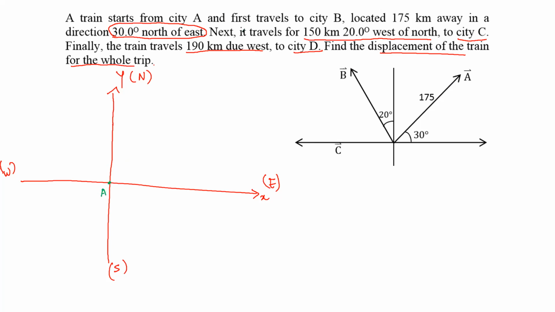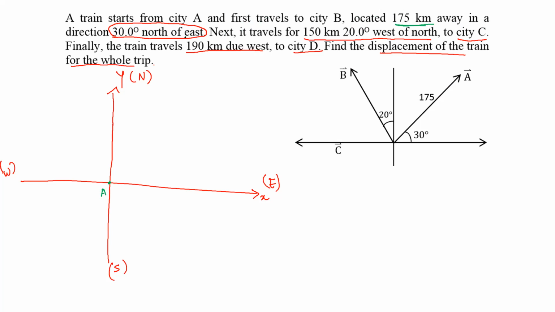So first, what is my first displacement? I travel to city B located 175 kilometers away in a direction 30 degrees north of east. I give you the magnitude of the first displacement, and I give you the direction of the first displacement. Okay? So first, let's look at the direction: 30 degrees north of east.